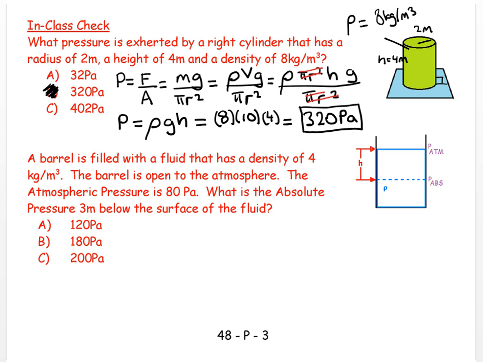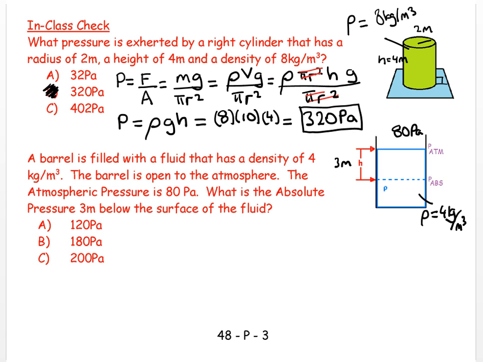Let's look at the next one. A barrel is filled with fluid, and the density is equal to 4 kilograms per meter cubed. The barrel is open to the atmosphere. The atmospheric pressure is 80 Pascal. It's a really low pressure, but that's okay. What is the absolute pressure? 3 meters. So this is 3 meters below the surface.